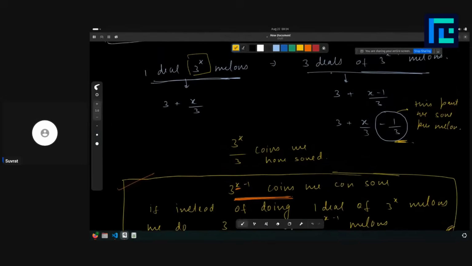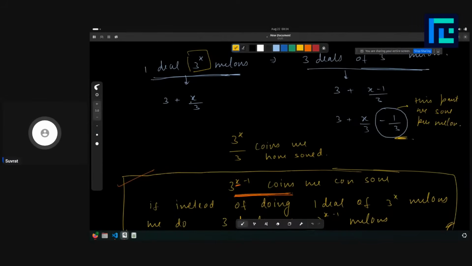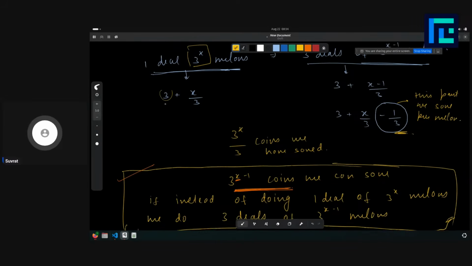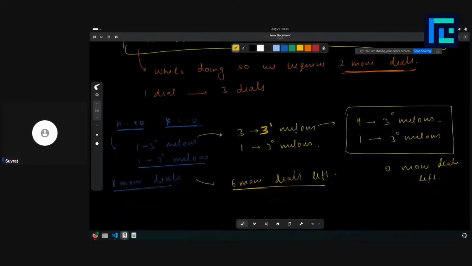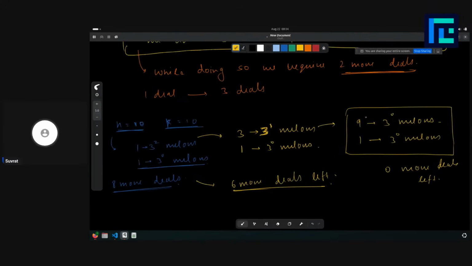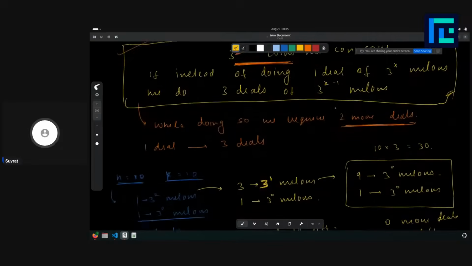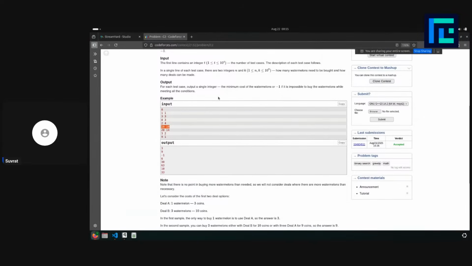So for 3 to the power 0 melons, we are paying 3 coins for each melon. So basically, total 10 melons and 3 coins for each, so 30. Let's try to solve the next test case.